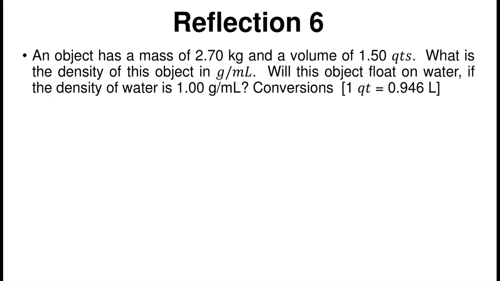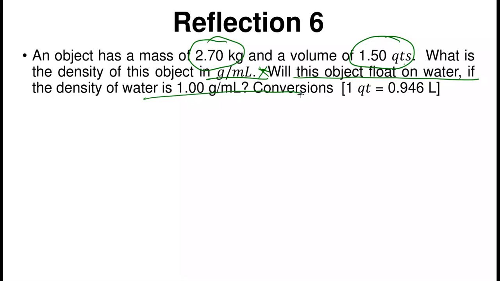In this problem, it says an object has a mass of 2.70 kilogram and a volume of 1.50 quart. What is the density of this object in grams per mil? Look at what happens. It gives the mass in kilogram, but now it wants it in gram. It gave the volume in quart, now it wants it in mils. The second question becomes the second part.